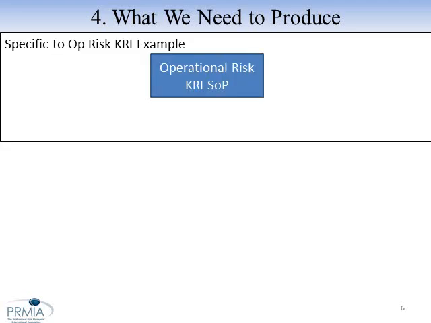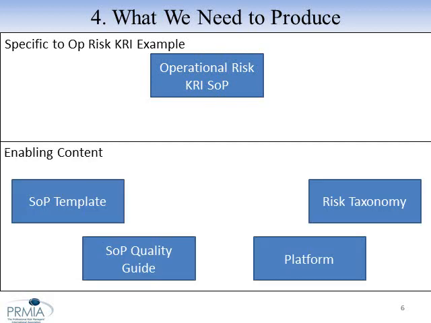So, key risk indicators. What needs to be produced as part of this prototype work? Obviously there'll be the operational risk KRI standard of practice, but also there'll be an entire set of enabling content which will happen in the background. There is already a standard of practice template in place, and that's another video we'll look at shortly. The quality guide will be put together, which will say exactly what should be written and so on. A risk taxonomy we've already talked about, which will be a way of recording or controlling how we go about our various work for PRMIA and make sure that we keep things controlled. And then finally, a platform which will allow us to scale this up into a global project.